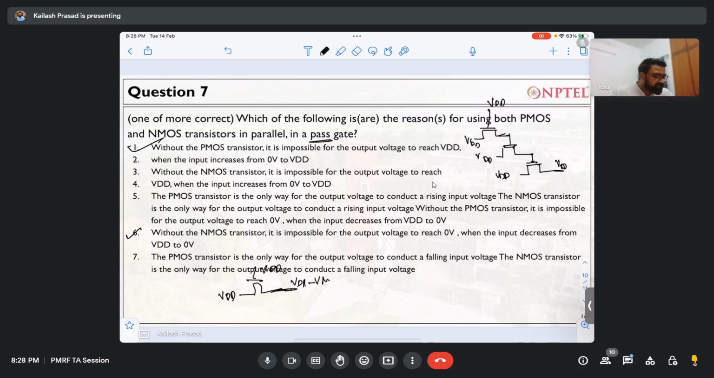Because here it will be VDD minus VTH, here it will be VDD minus twice VTH, so overall VDD minus 3 VTH. What type of connection is it called? It is a stack connection. You can say that, right?